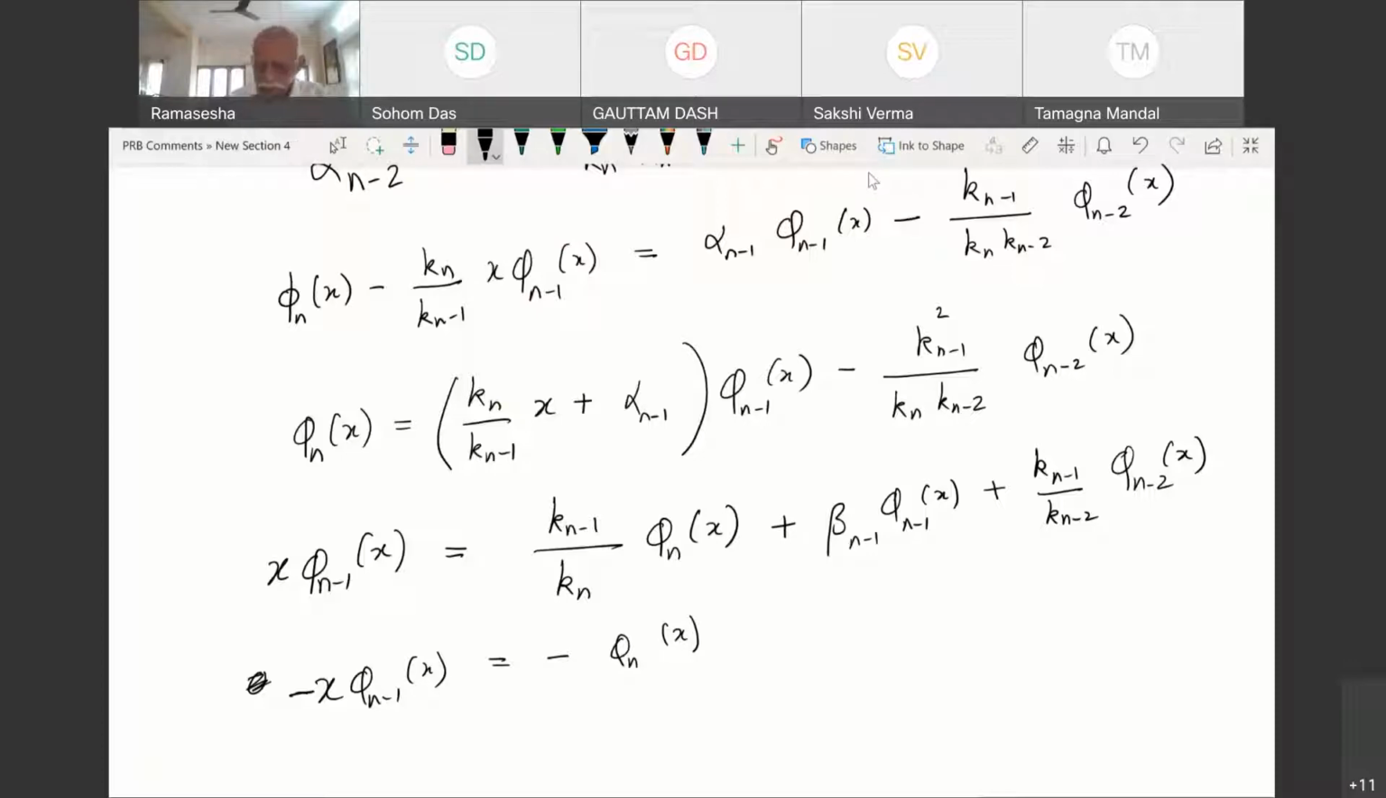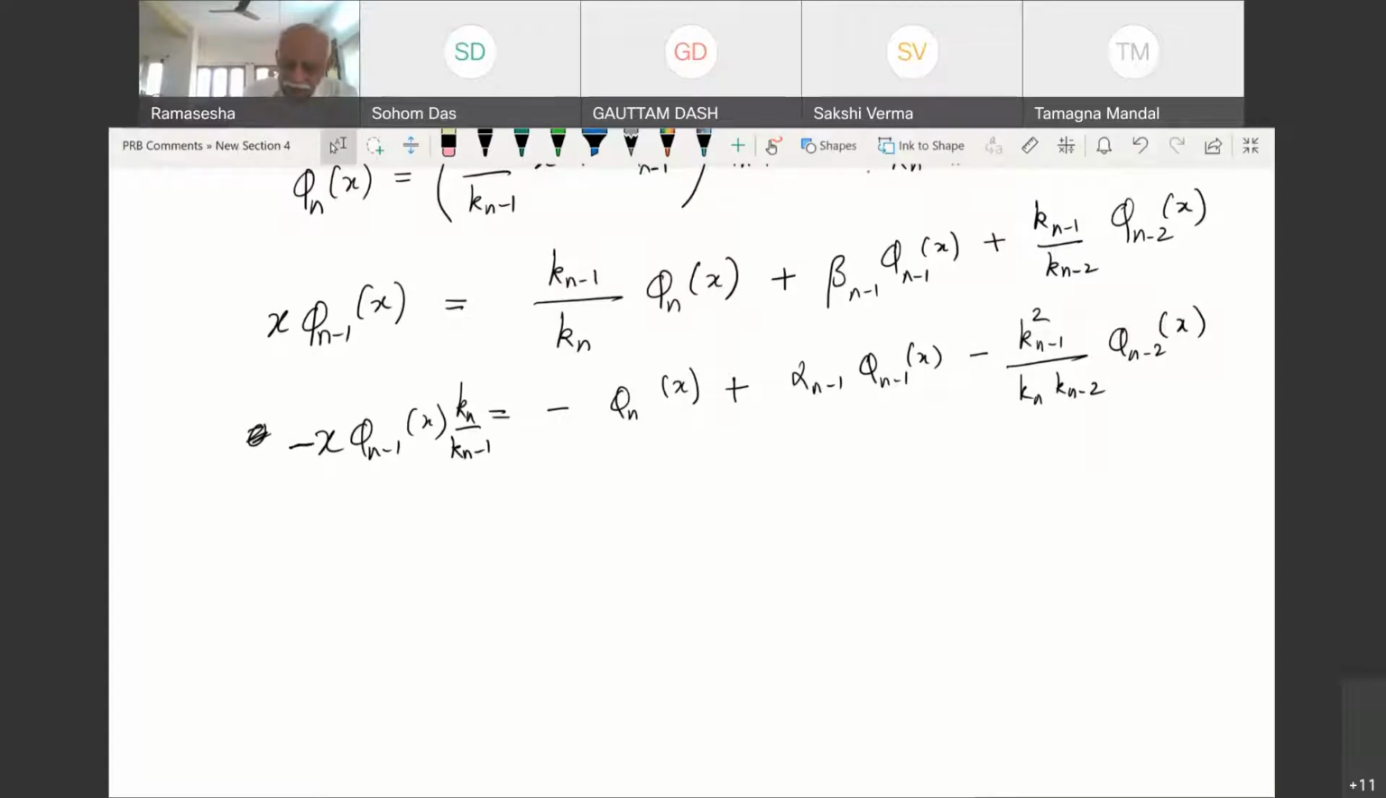Okay, this minus pnx came there, and then I had this multiplied by kn minus 1 outside. Minus plus alpha n minus 1 n minus 1 x minus kn minus 1 squared by kn minus 2 pn minus 2x. Okay, so this is what I did. I took the kn upon kn minus 1 x times pn minus 1 to the left hand side, and took pnx to the right hand side. I've written down the expanded form.